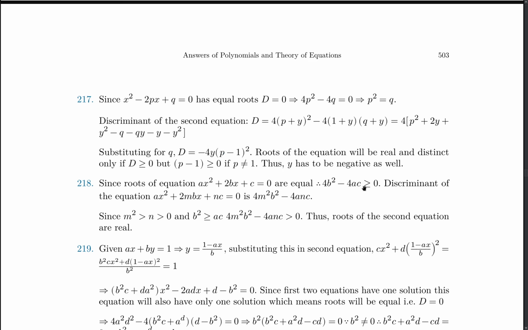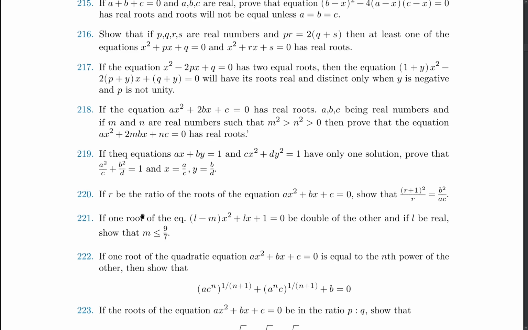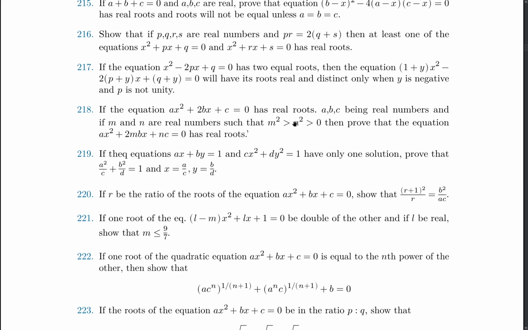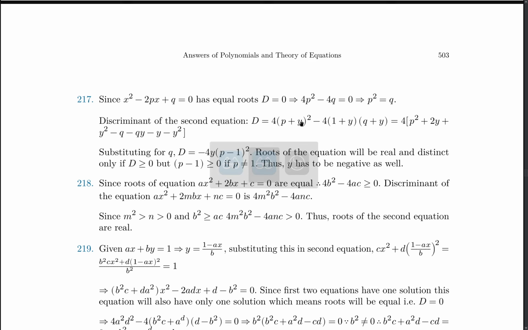4b square minus 4ac, which is the discriminant, will be greater than or equal to 0. Now the discriminant of the equation ax square plus 2mbx plus nc is 4m square b square minus 4anc. Since, okay, it is given that m square greater than n square. There is something wrong with this question. This should be n. Okay, we will see. I'll correct it in the PDF. So when you download the PDF, I'll show it then.